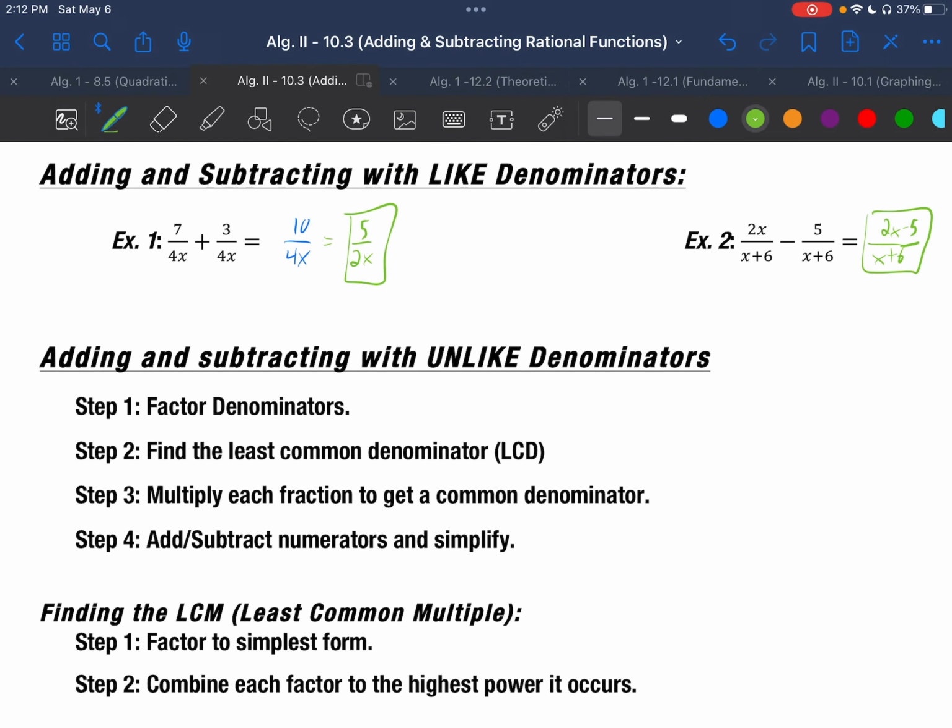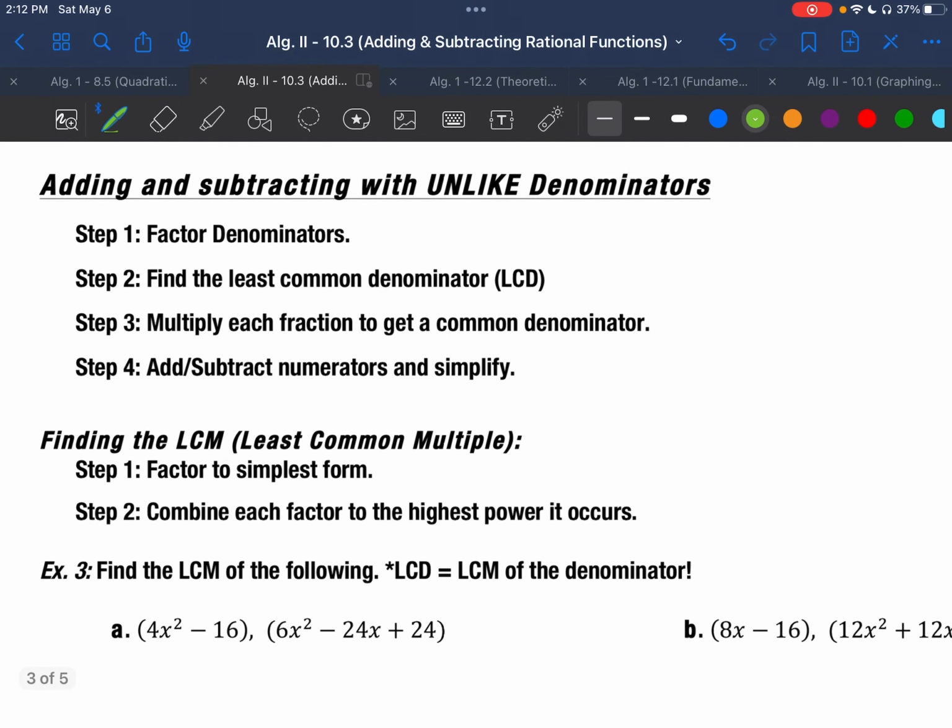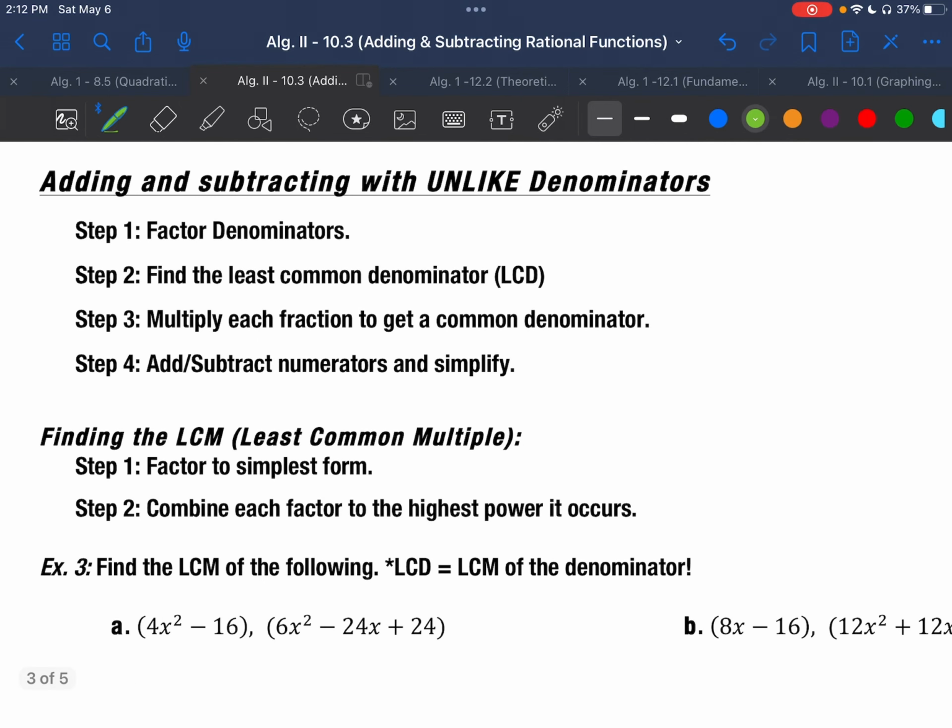Adding and subtracting with unlike denominators. The first good step is to factor the denominators, then find the least common denominator, and multiply each fraction to get that common denominator. Then you add or subtract the numerators and simplify. The least common multiple is the same thing as the least common denominator when it is specifically for the denominators.